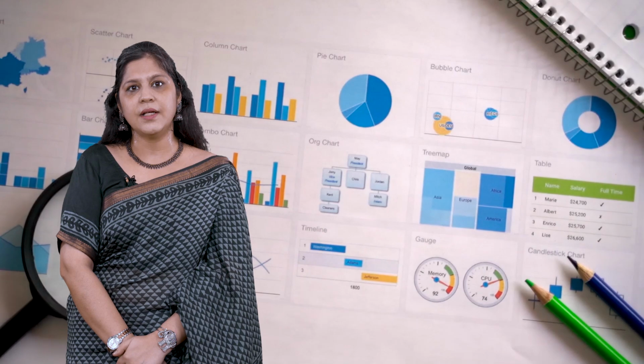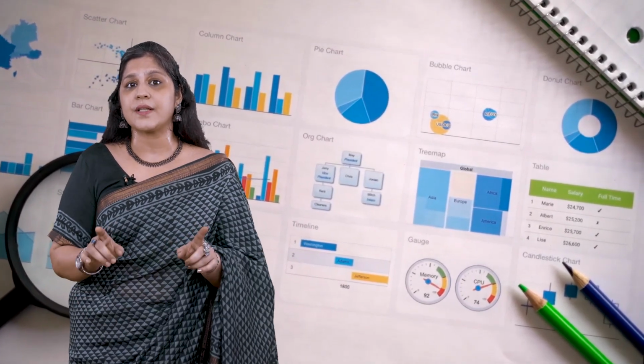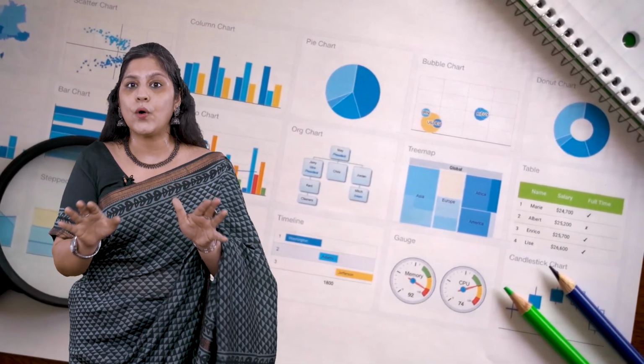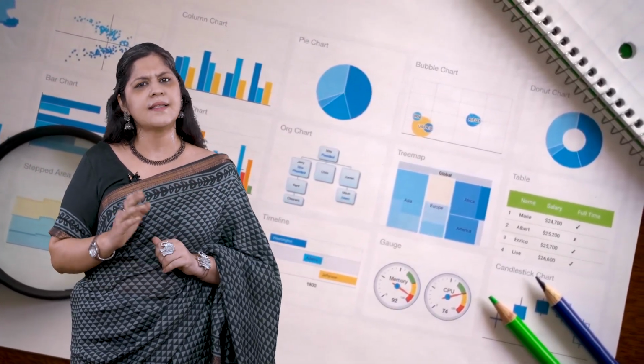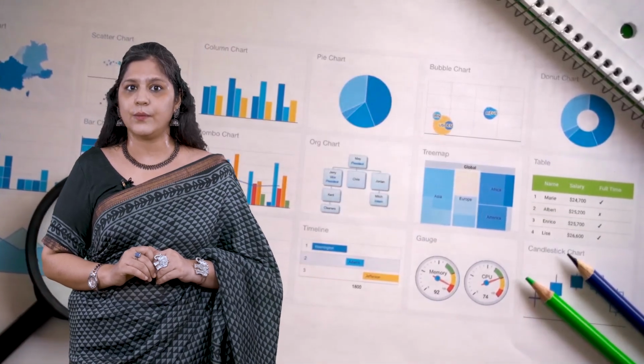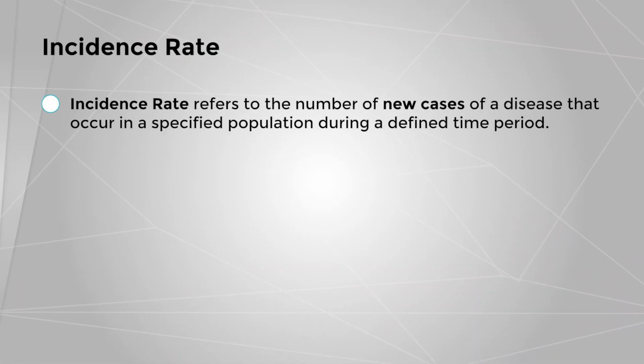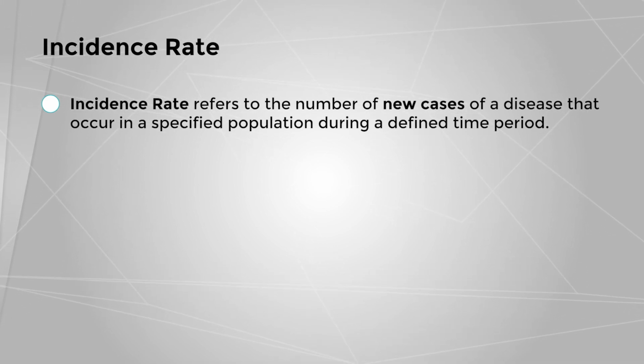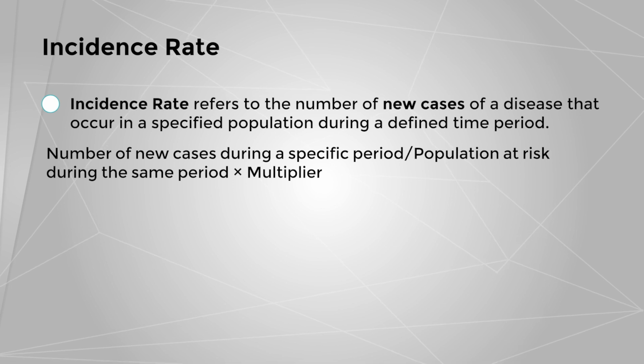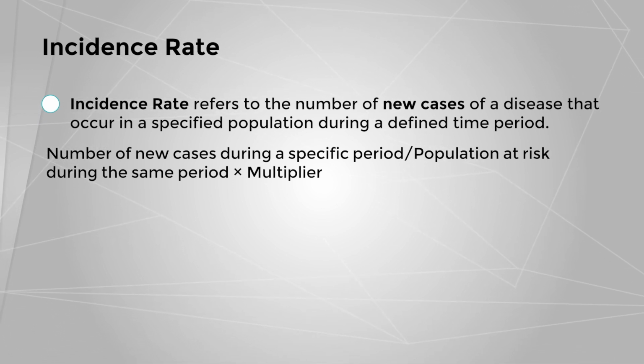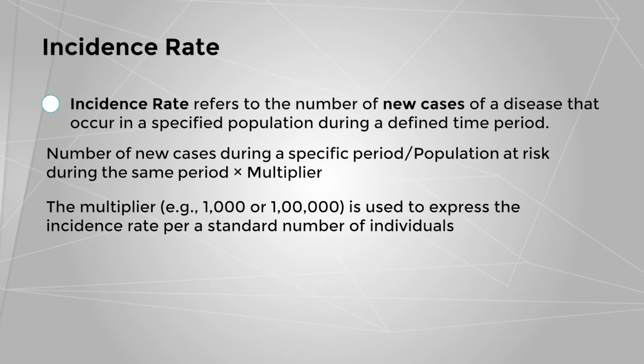In health epidemiology, incidence and prevalence are two metrics used to understand occurrence and spread of diseases within a population. Let's understand what these are and how they are calculated. Incidence rate refers to the number of new cases of a disease that occur in a specified population during a defined time period. Incidence rate is calculated as the number of new cases during a specified period divided by population at risk during the same period, multiplied by a multiplier. It is used to express the incidence rate per a standard number of individuals.